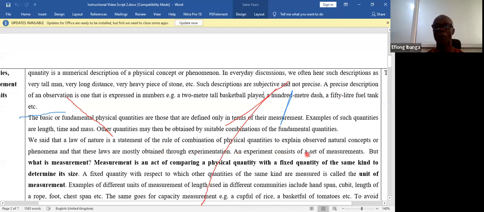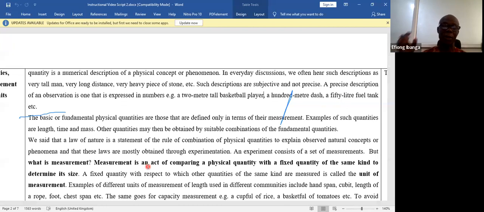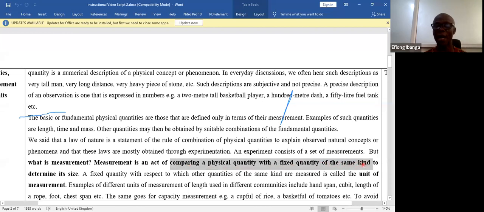Now, an experiment consists of a set of measurements. But what do we mean by measurement? Measurement, if I should try to define it, is an act of comparing a physical quantity with a fixed quantity of the same kind to determine its size. I will repeat that: comparing a physical quantity with a fixed quantity of the same kind. That's the most important thing there. A fixed quantity with respect to which other quantities of the same kind are measured is called the unit of measurement.